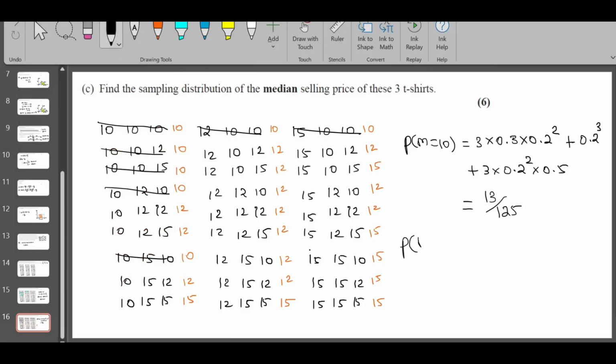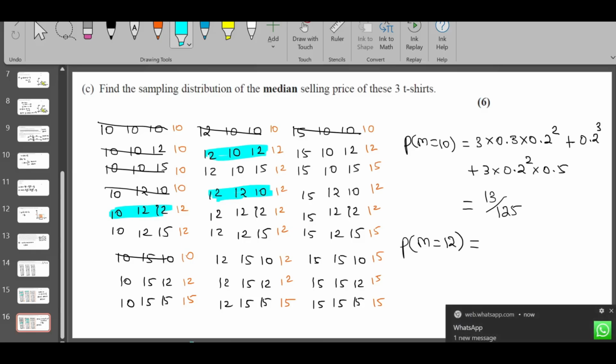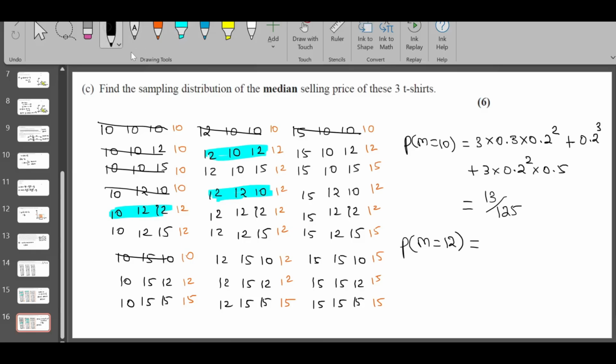Now let's move on to M is equal to 11. Sorry, that is not 11, right? 12. And let's look for the similar combinations. Okay, 10, 12, 12, 10, 12, 12. And then we have 10, 12, 12 here also, right? Is there any other 10, 12, 12? So 3 of them. 3 times 0.2 times 0.3 square plus. So we are done with this.